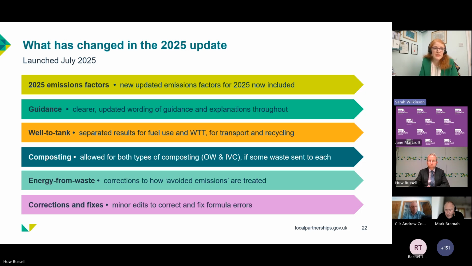We've updated the guidance so there's clearer wording and explanations throughout. Well to tank emissions are now separated in the transport and the recycling tab, so you can see separated the results for fuel use and for well to tank, which is a request we had from another council user, so that's available there for everyone should that be useful to you. Composting, previously you had to select from a drop-down box one or the other type of composting, whether you were using open window or in vessel. And we did have some feedback that some councils are using both. They send some waste to each, so the option to select both is now available.